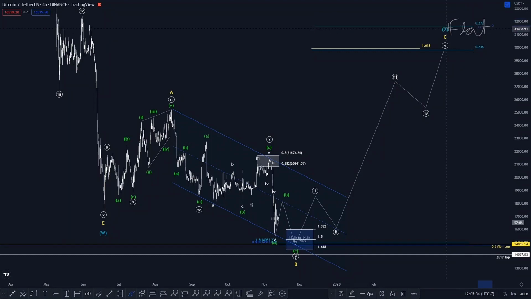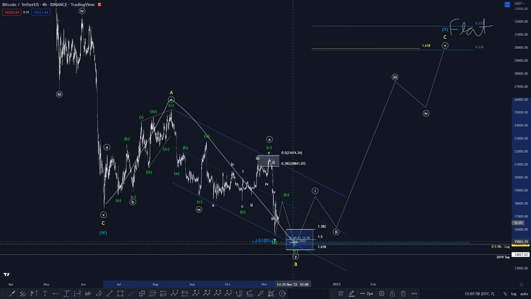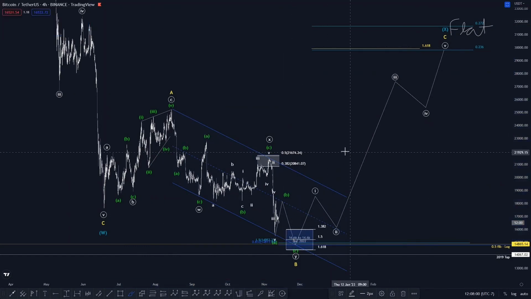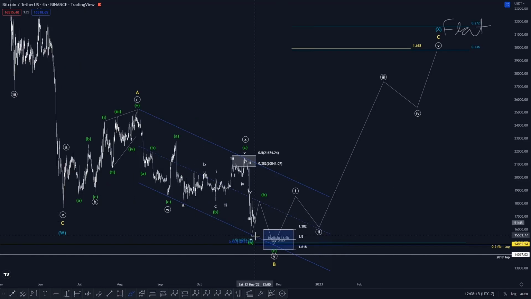This X right here, where this is an A into a B into a C, and we do have a complex B, which is characteristic of B waves and X waves. They tend to be more complex, and it's a matter of the same thing. So I don't think that this move is done yet. I don't think we have a partner leg for this leg right here yet.